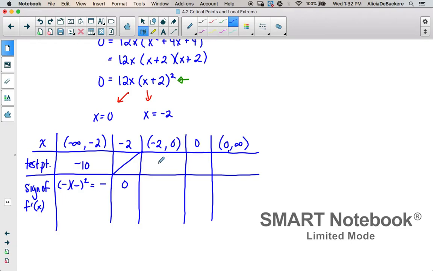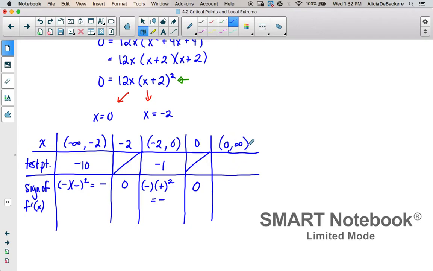And then I'll pick a number between negative 2 and 0, probably negative 1. I'll plug negative 1 into the first factor. 12 times negative 1 is negative 12. And then plugging negative 1 into the bracket, I get a positive this time, and I'm squaring it. So altogether, I have a negative times a positive times a positive. That's overall a negative. We came up with 0 because it made the derivative equal 0.